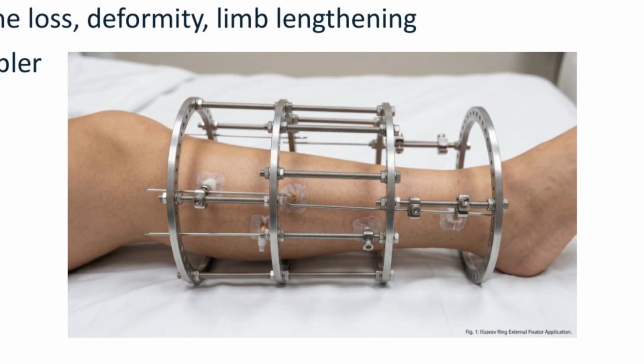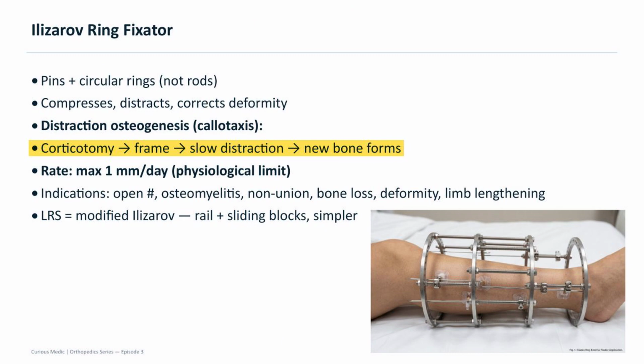The principle is remarkable. You first cut the bone, a procedure called a corticotomy. You apply the Ilizarov frame. Then you very slowly distract the two bone ends apart. Bone, remarkably, regenerates in the gap that is created, forming new healthy bone through the process of distraction. The critical number you must remember is that the rate of distraction must not exceed 1 millimeter per day. This is the physiological limit. Exceed it, and the bone will not form properly. Respect it, and you can grow centimeters of new bone.